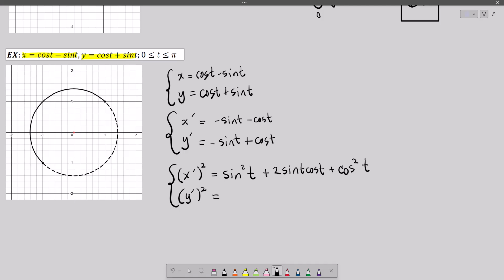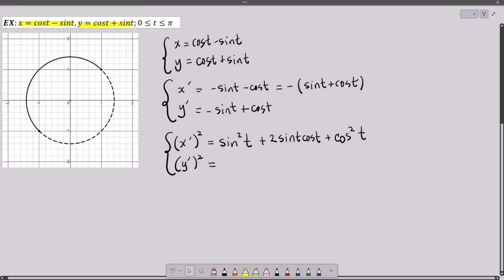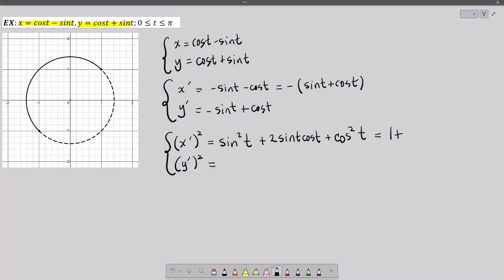If you hate this minus sign, you could factor it out. And when you square, the minus would go away. You square negative 1, it becomes positive 1, and then you square this, and it becomes sine squared plus cosine squared, and then 2 sine cosine. So you could do that if that makes it more copacetic. Now, doesn't this simplify into 1 plus 2 sine cosine?